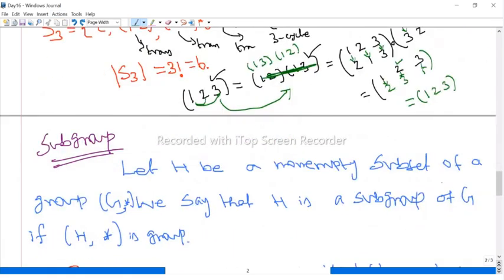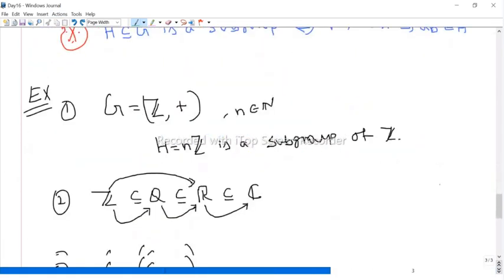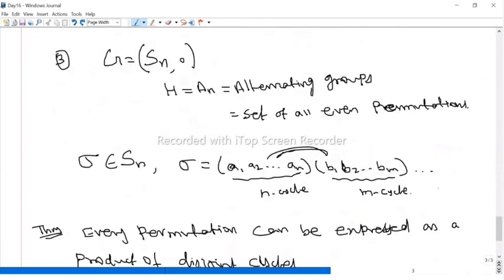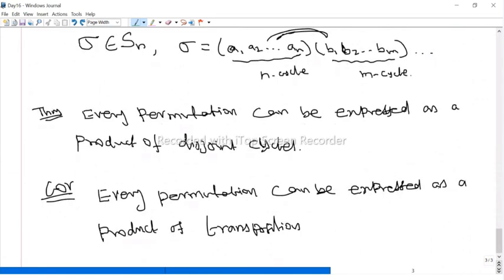This theorem is very important. What is the theorem? In the symmetric group, any permutation can be expressed as a product of disjoint cycles, or any permutation can be expressed as a product of transpositions. So a transposition is nothing but a 2 cycle. Okay, so a 2 cycle we call a transposition. Generally a cycle of length n is called an n cycle.